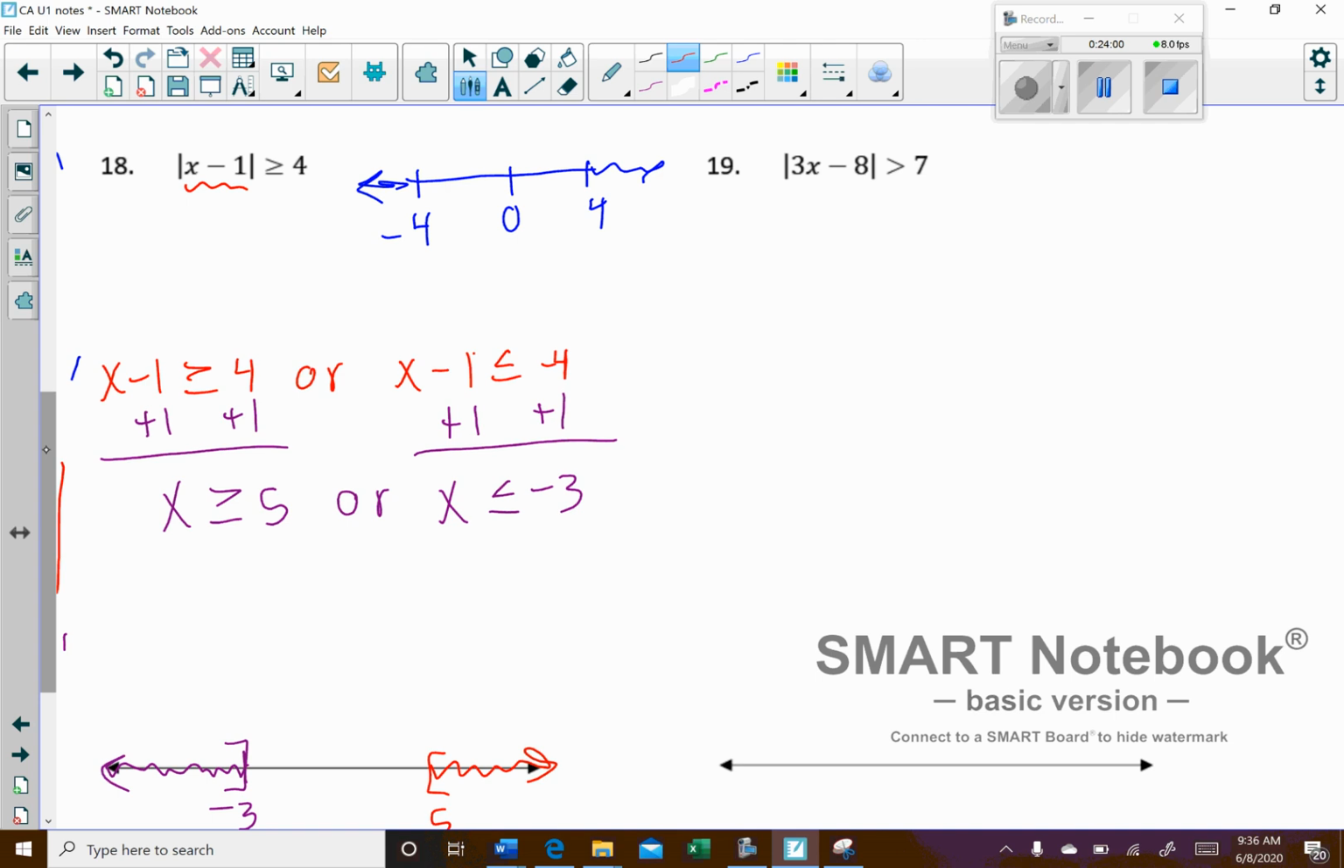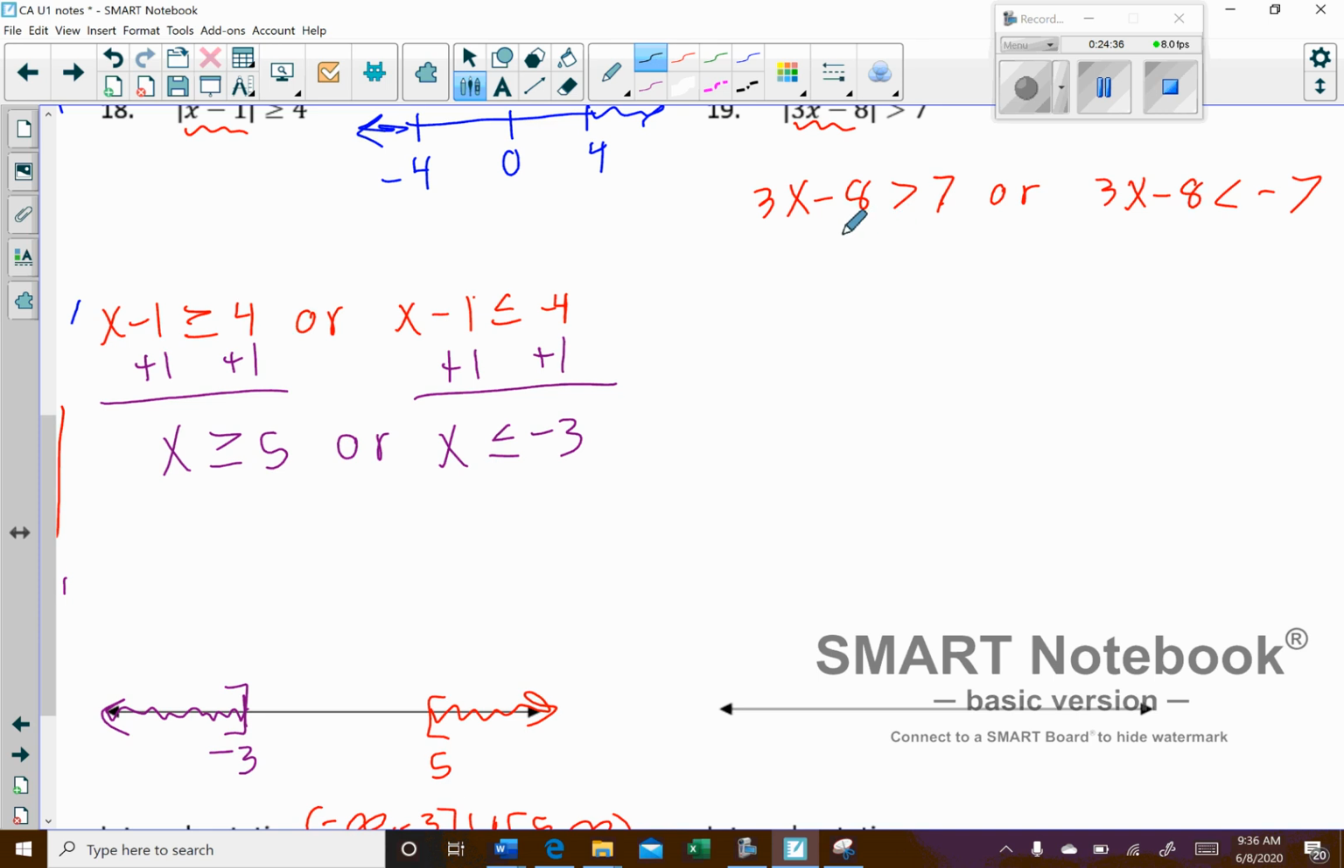Okay, our last example here. This expression needs to be greater than 7 units. So 3x minus 8 needs to be greater than 7, because you want that distance from 0 to be greater than 7, or 3x minus 8 could be less than -7, and that would cause the distance of that expression to be more than 7 units away from 0. Hopefully that's starting to make a little more sense.